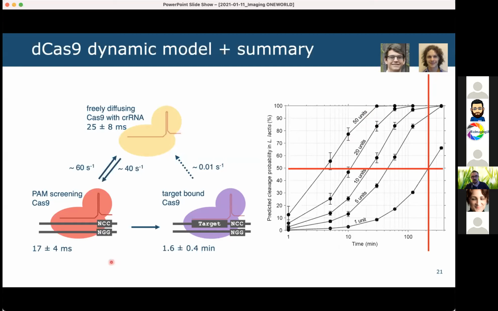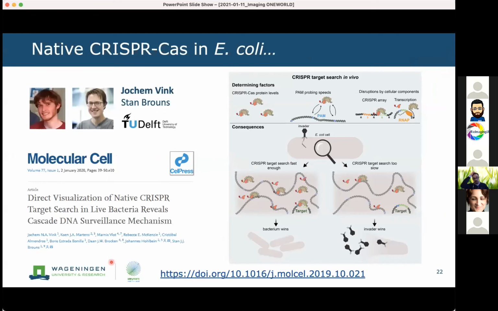So this story was mainly on Cas9. We also have one publication that appeared last year where we looked at the native CRISPR-Cas system in E. coli. This was a collaboration with Jochen Fink and Stan Brouns. The native CRISPR-Cas in E. coli is a lot more complicated, because there you have a multimeric Cascade protein that first needs to assemble before it then does exactly the same thing, PAM screening and fighting off invaders. That image summarizes it very well. You have an invader, and it depends: is the CRISPR target search too slow? Then the invading copy can get replicated, and eventually the bacteriophages will take over the cell and win. Or is the CRISPR target search fast enough so that the target DNA can be eliminated very quickly, in which case the bacterium wins.